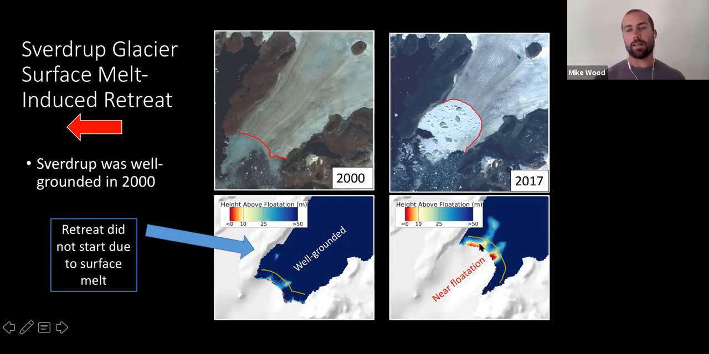That changes a little bit as you get more toward contemporary years. So in 2017, there is ice at the front which is closer to flotation. And so we do see, in just the more recent years at Sverdrup, just the past few, some effect of that flotation, but that wasn't the case when the glacier first started retreating.